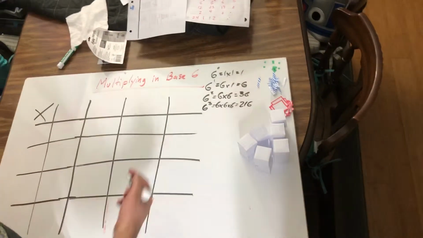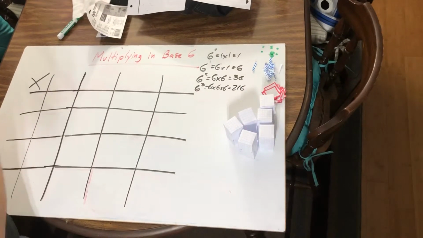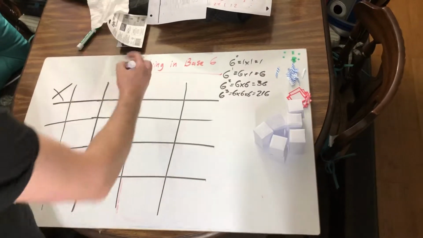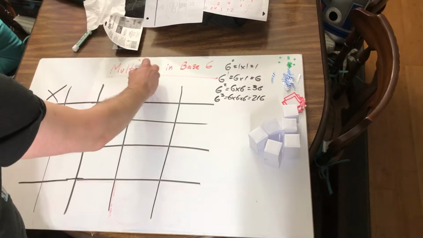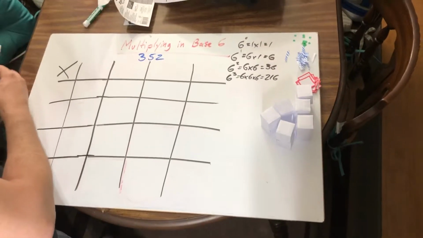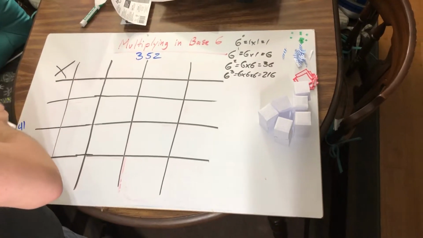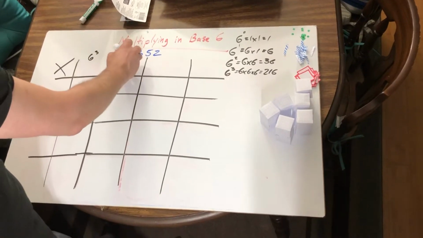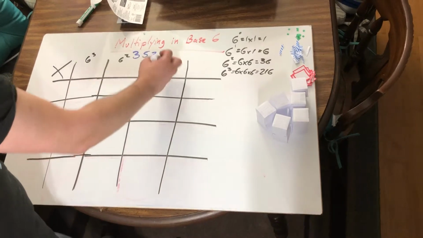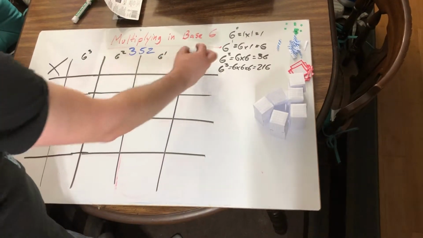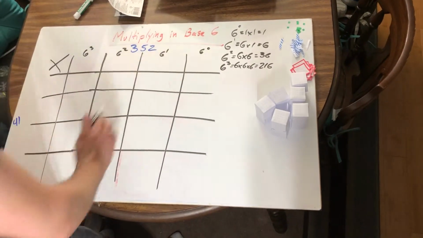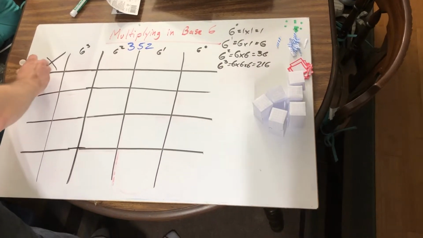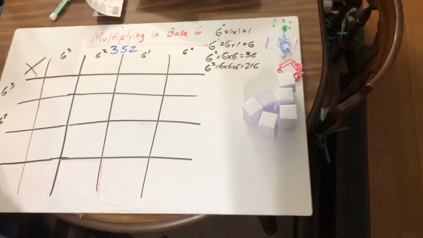So, now, what we're going to try to do here is multiply two numbers. We're going to try to multiply the number 352 by the number 41. Now, we're going to have these different spaces here. We're going to start off with our 6 to the power 3, which represents our thousandths, our hundreds, which is 6 to the power 2, 6 to the power 1 being our tens, and 6 to the power 0 being our ones. Same thing here, 6 to the power 3, 6 to the power 2, 6 to the power 1, and 6 to the power 0.